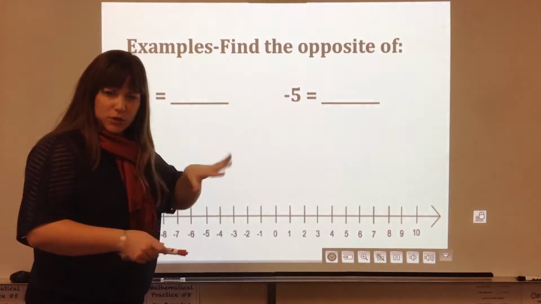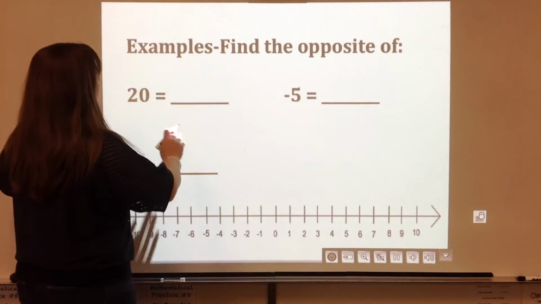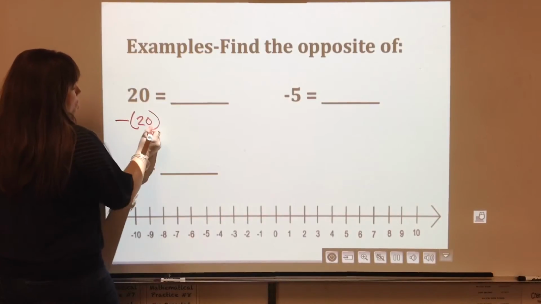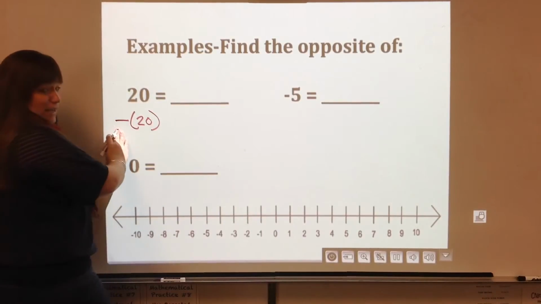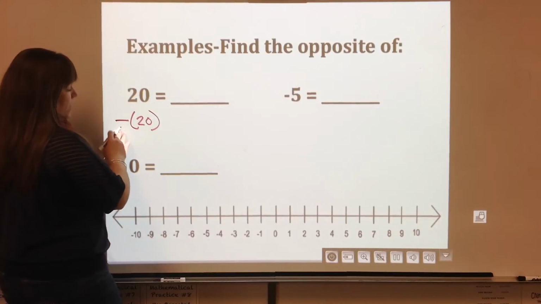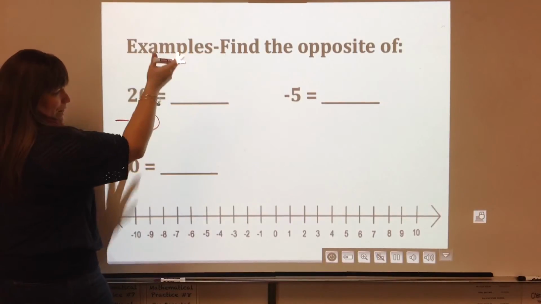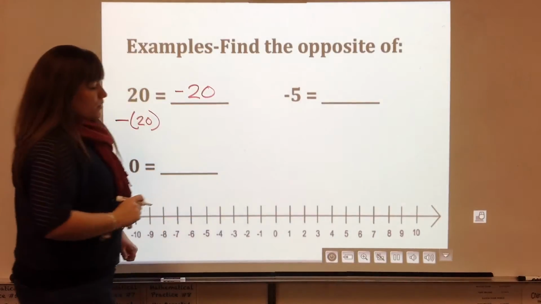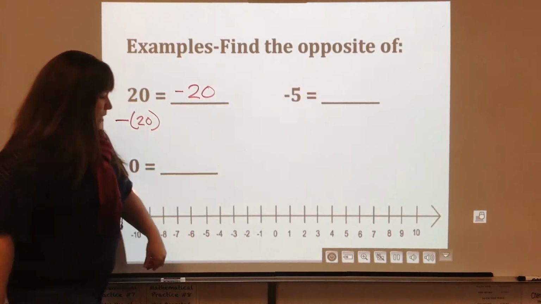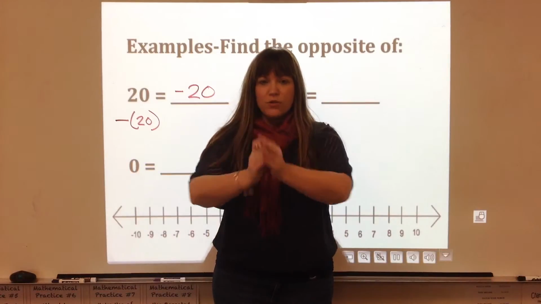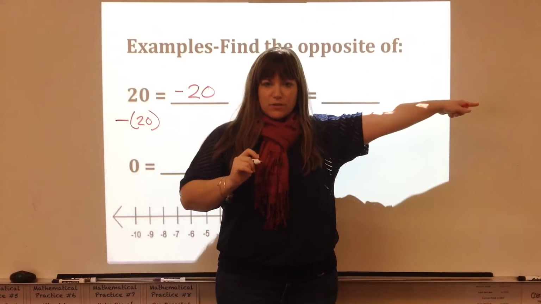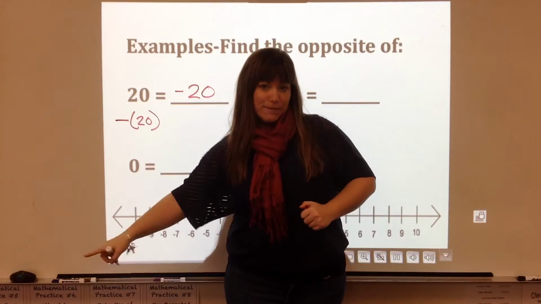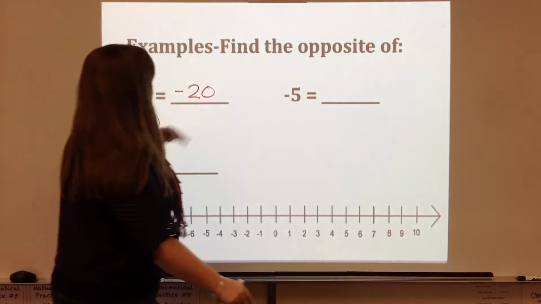So there's no notation. I'll show you what that notation would look like though. The notation would be that 20 with the negative sign on the outside of the parentheses. Since we have those directions, we can just find the opposite of 20. So picture yourself at 0. You have 20 in the positive direction. You need to go 20 in the opposite direction, which is negative. So our opposite is negative 20.